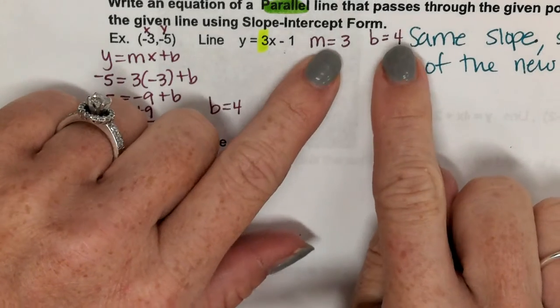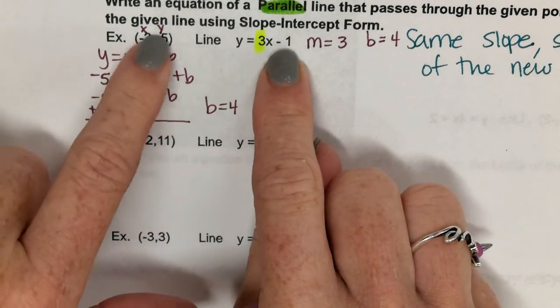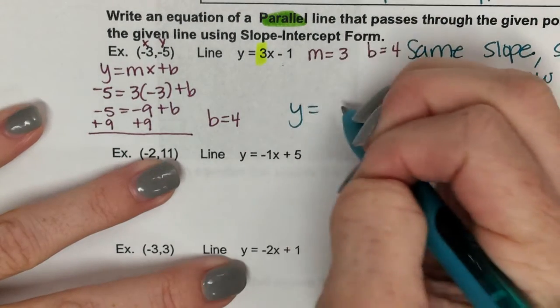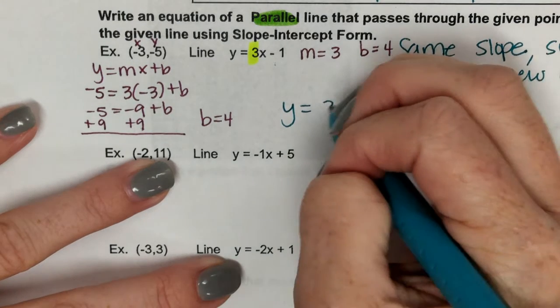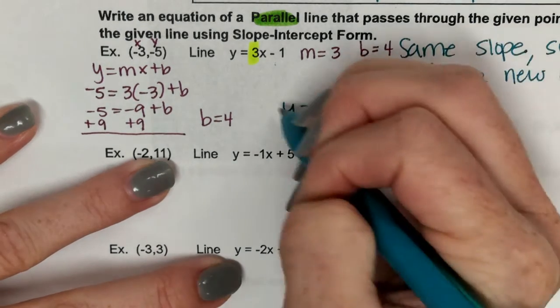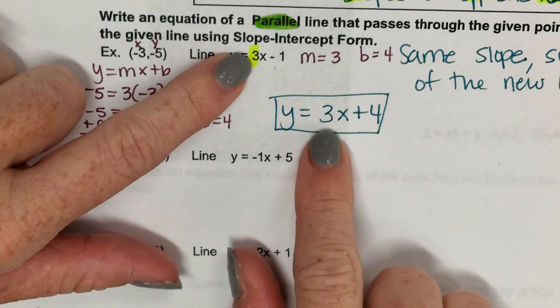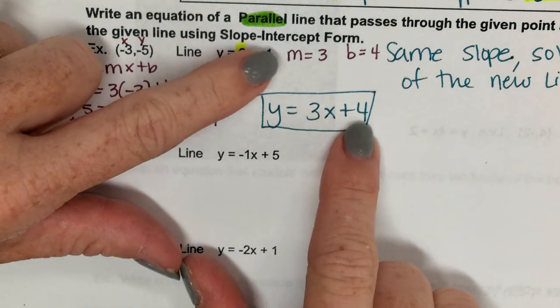Can I now write an equation that's parallel to this line but passes through that point? Yes. What's my equation going to be? y equals, say it. Perfect. y equals 3x plus 4. And then check yourself. Are these two lines parallel? Yes, their slopes are the same, but they have different y-intercepts.